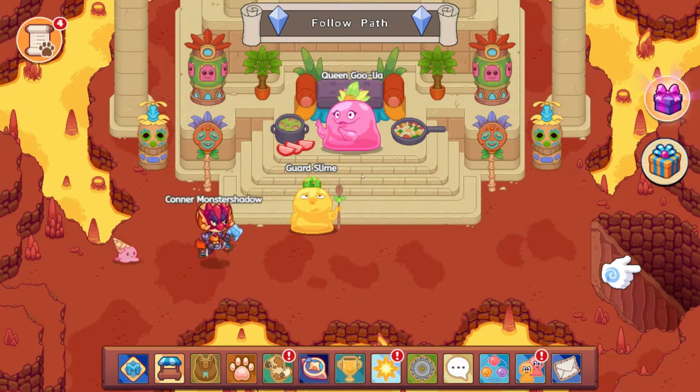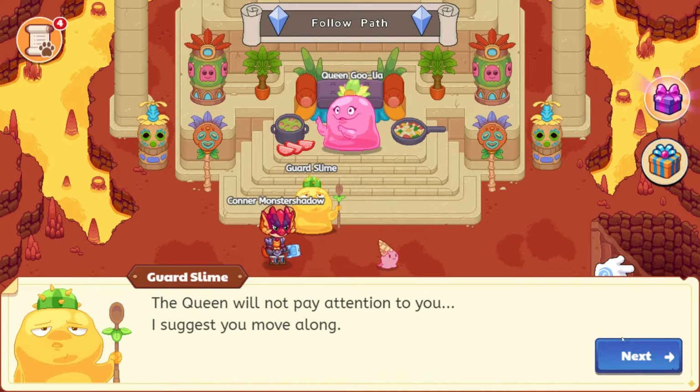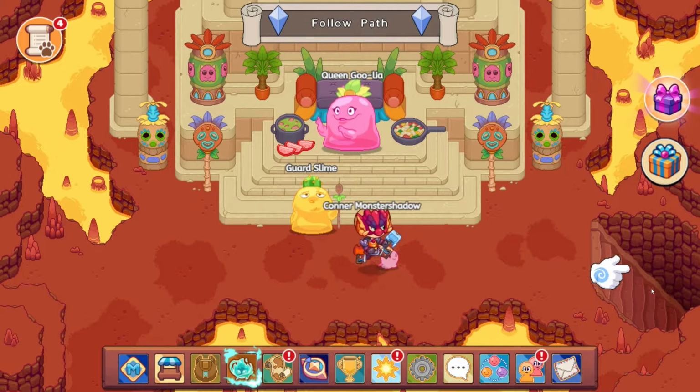Queen Goo-lia: Guard, inform this wizard that I will not be addressing their presence. Guard: The Queen will not pay attention to you. I suggest you move along.